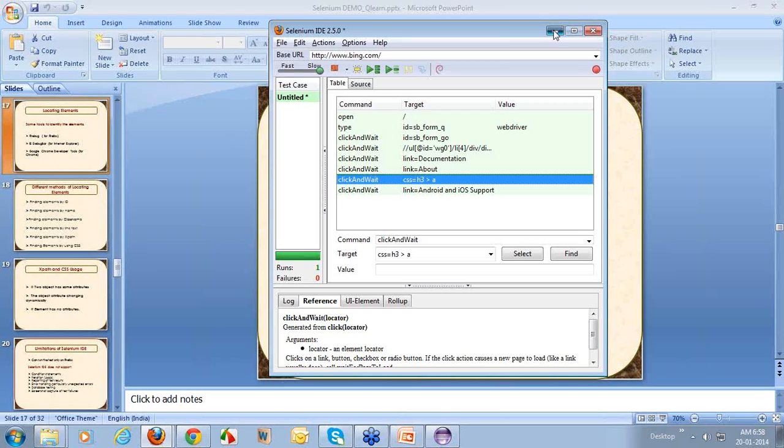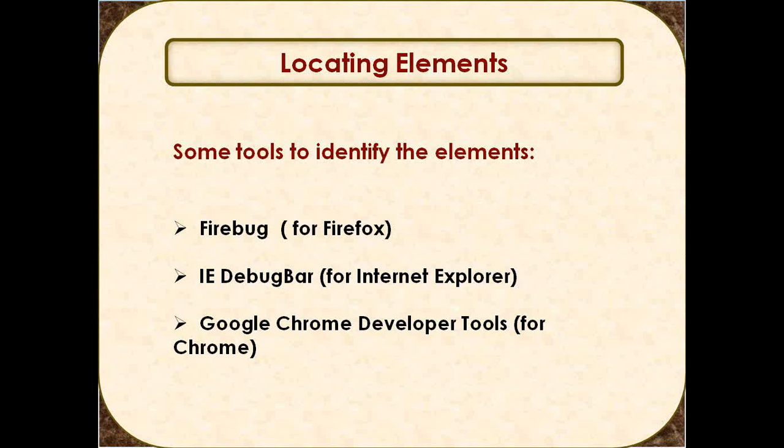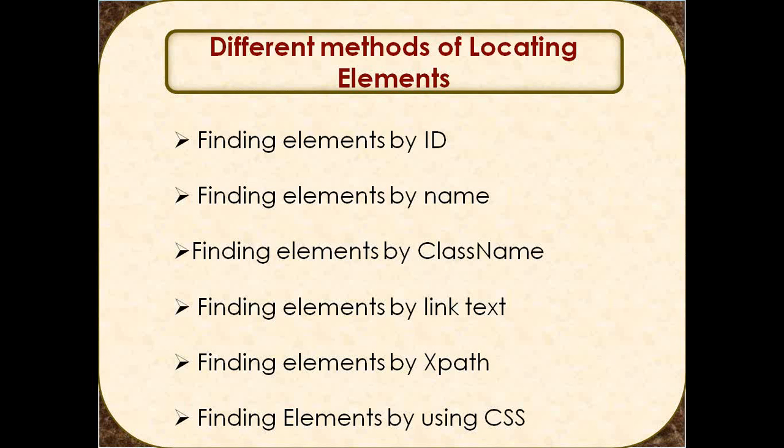These are the different ways to locate an element. In order to locate that element, you need to see the HTML code of that particular element. That can be viewed by using add-ons. For Firefox, we have Firebug. For IE, Debug Bar. For Google Chrome, we have Chrome Developer Tools. For Safari and Opera, they have their own tools to locate an element. And these are the different ways you can identify the element: finding element by ID, by name, by class name, link text, XPath and CSS. This XPath and CSS are very important in order to locate an element.